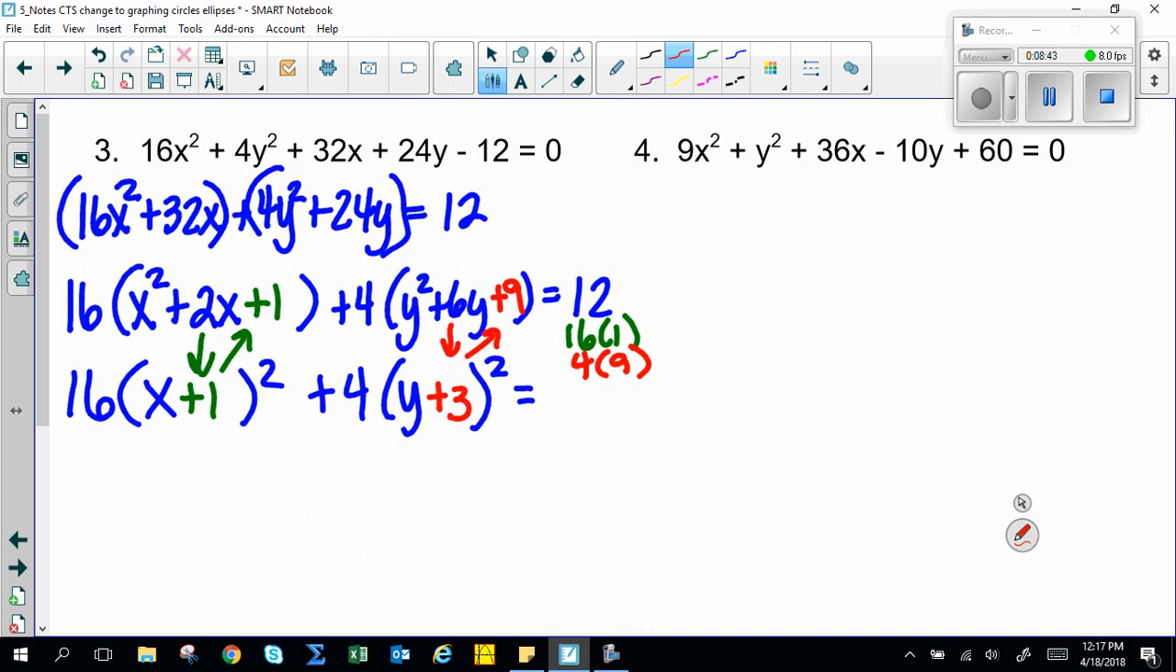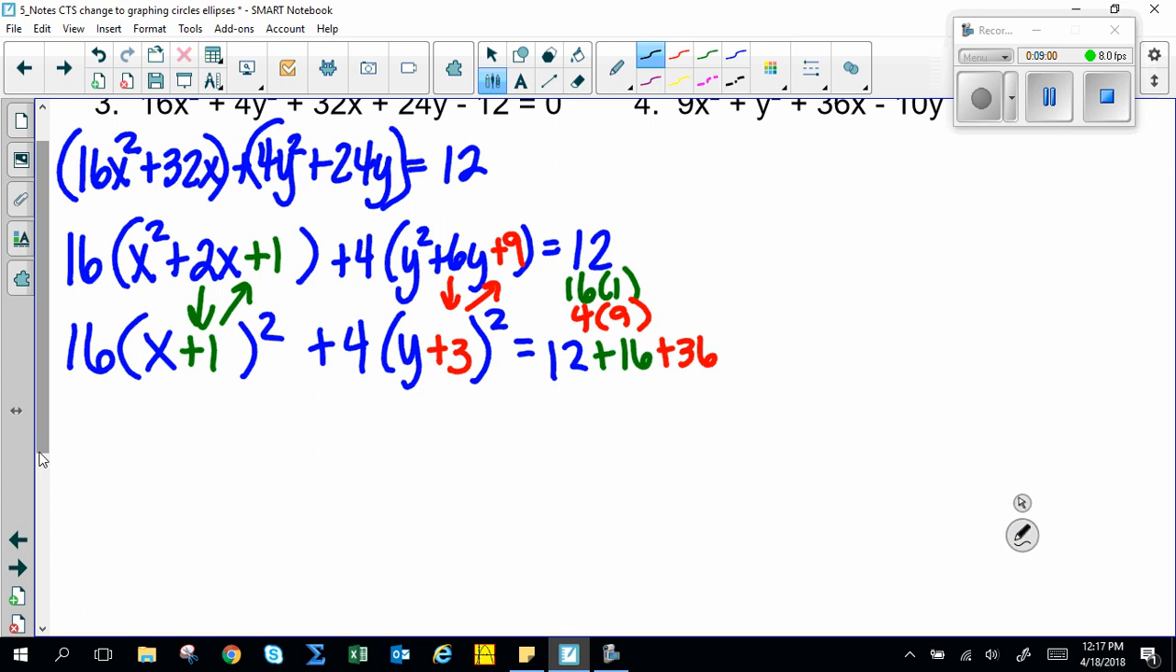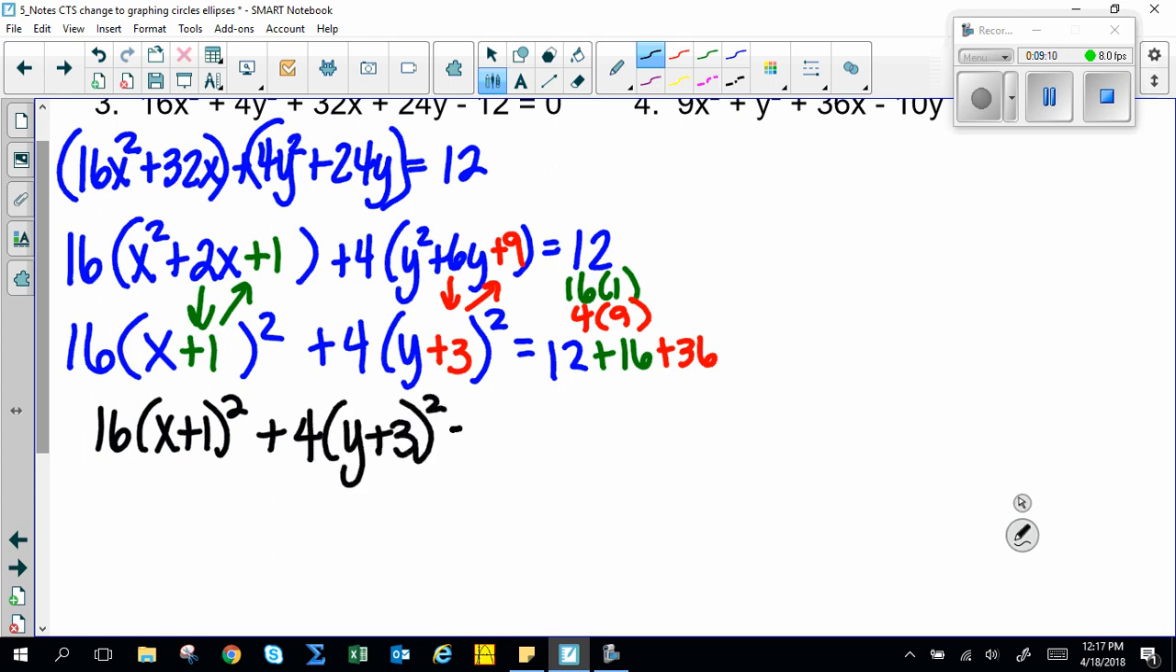Okay, so I have 12 plus 16 plus 36. So what's 12 plus 16 plus 36? 64. All right, so let me kind of write what I have so far. So I have 16 times x plus 1 quantity squared plus 4 times y plus 3 quantity squared equals 64.